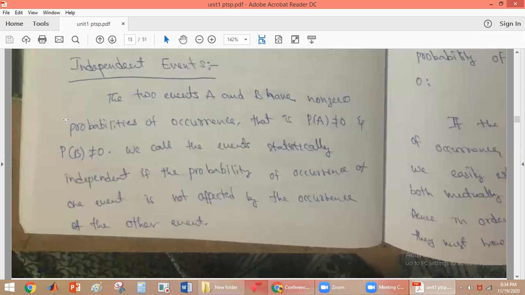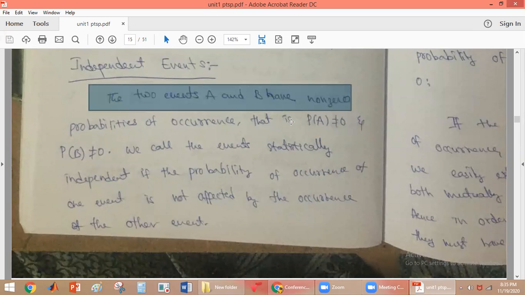So when two events are said to be independent, the probability of occurrence of one event does not affect the occurrence of the other event. Then we say that these two events are independent events. Whatever events we are taking, the probability of each event is non-zero. So the two events A and B have non-zero probability of occurrence. That is, probability of A is not equal to 0, probability of B is also not equal to 0.